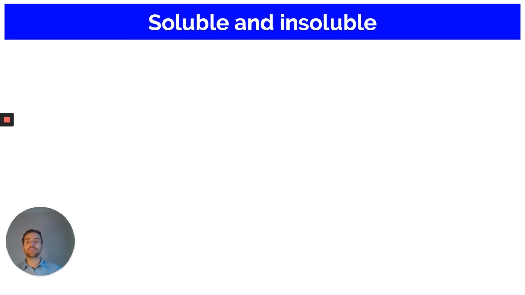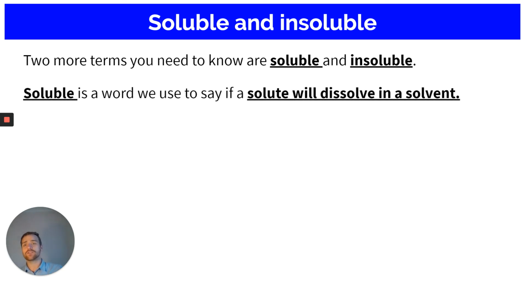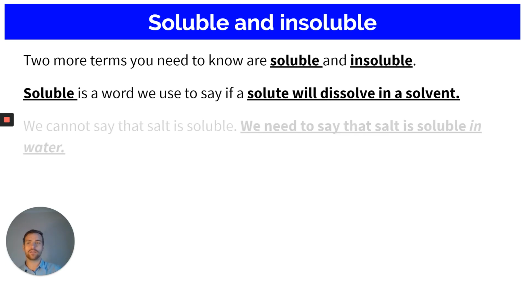The next two terms I want to talk about are soluble and insoluble. They're pretty easy to understand, and I think you'll get them pretty easily. But there's one little caveat, which means there's one little thing added to the end that I think you guys really do need to get straight. So the two terms are soluble and insoluble. Soluble is a word we use to say if a solute will dissolve in a solvent. So salt is soluble in water. It means that salt will dissolve in water.